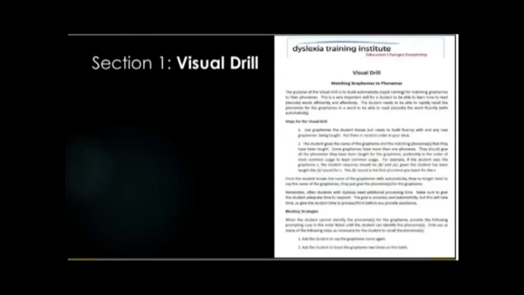Still in the review section of the lesson, and now we move on to the visual drill. We have index cards, and there's graphemes on the index cards, and these are all the graphemes that the student is working on at that moment. In this drill, we're trying to build automaticity. This is where the rapid naming is coming in. We want them to match the grapheme to the correct phoneme. And this is a very important skill for students if they're going to be able to read. We want them to be able to recall those sounds really quickly. Let's look at how that might look.